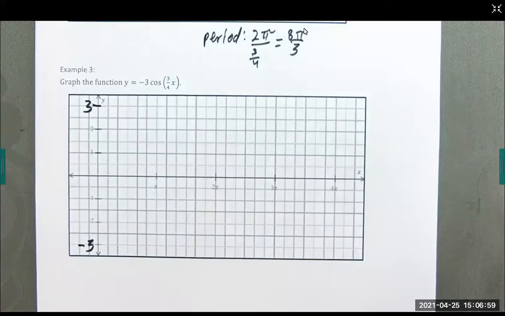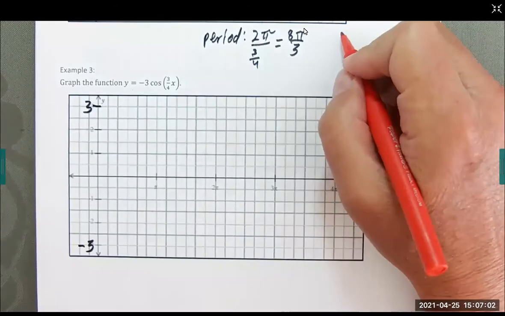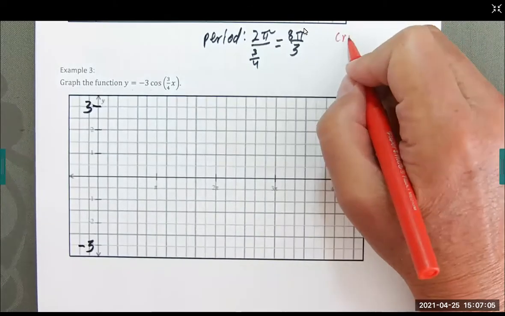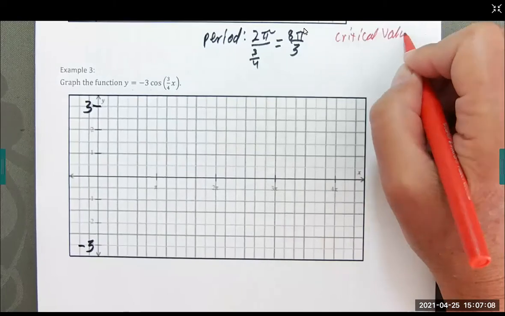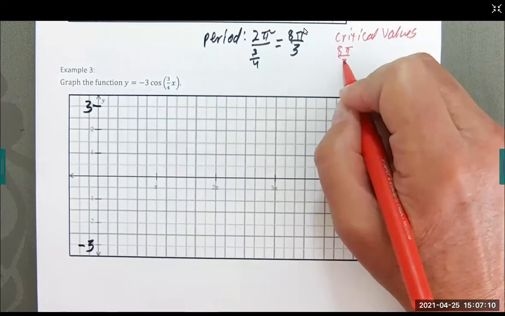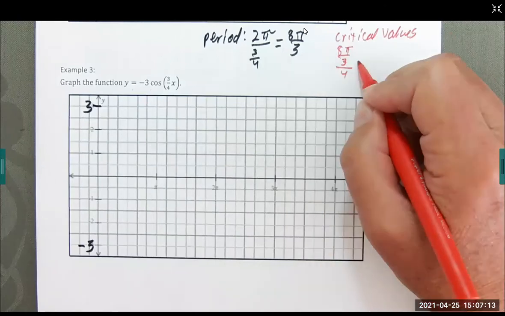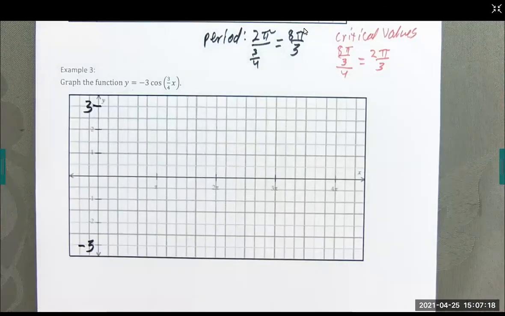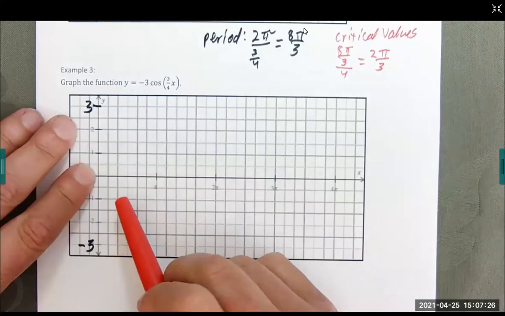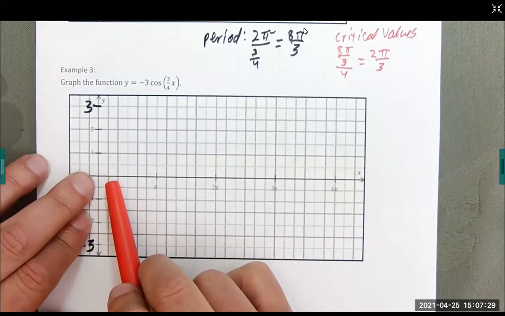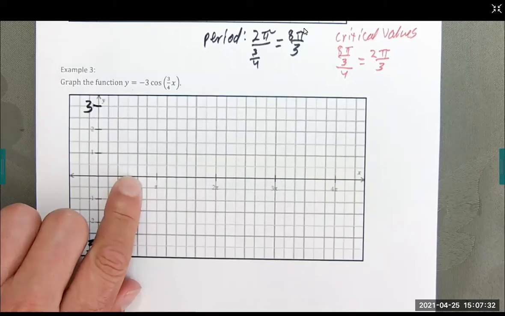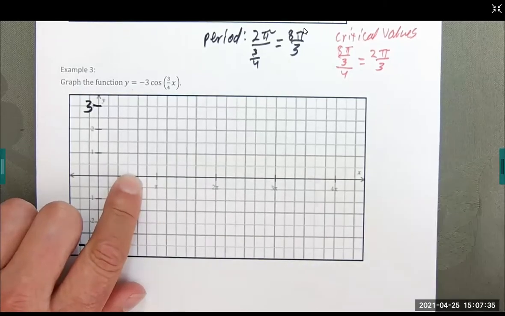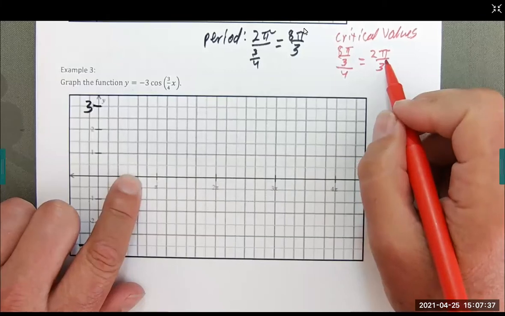And for the critical values, we take 8 pi over 3 and divide that by 4. Ends up being 2 pi over 3. So we're going to be counting 2 pi over 3 from 0. So these vertical lines are divided into pi over 6s. So 1 pi over 6, 2 pi over 6, 3 pi over 6, 4 pi over 6. There we are. 4 pi over 6 is 2 pi over 3.